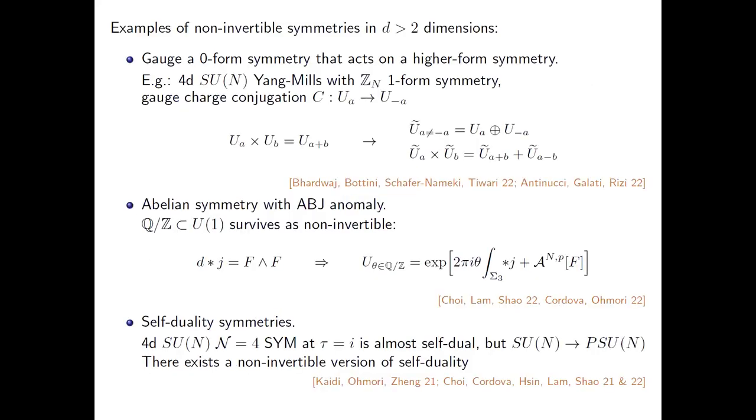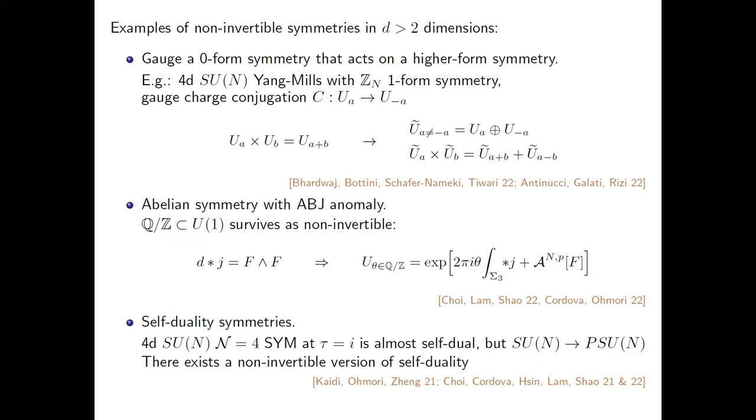So in higher dimensions, by now we have various examples of these more general symmetries that go under the name of categorical symmetries, like in the name of the Simons collaboration, or non-invertible symmetries. But roughly speaking, there are three types of examples, if you want, three categories of examples. So one is constructed in the following way.